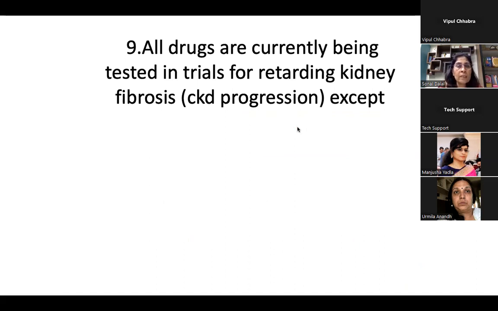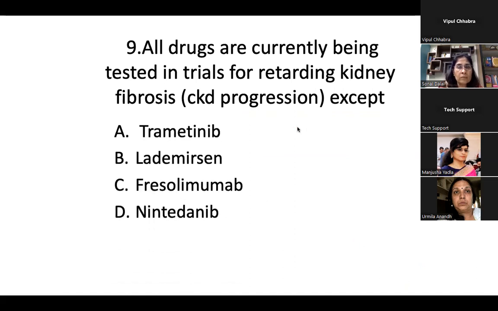Next question, question number 9. Which of these drugs are currently being tested in trials for retarding kidney fibrosis, except: option A, trametinib; option B, ladarixin; option C, pirfenidone; and option D, nintedanib. Your time starts now.